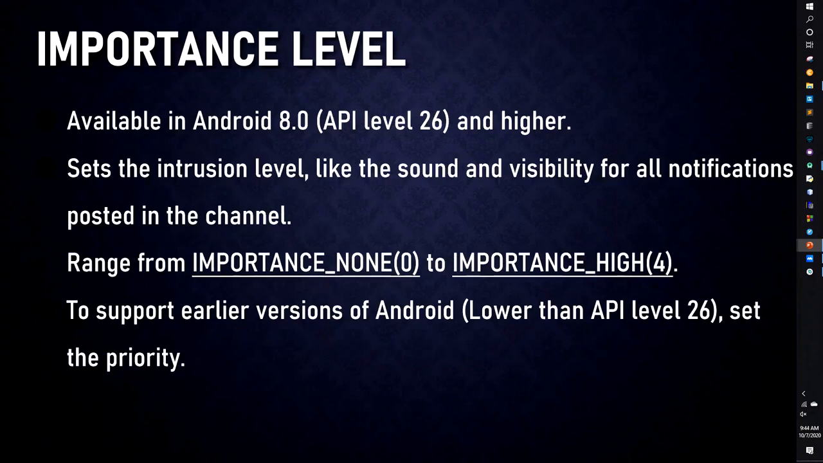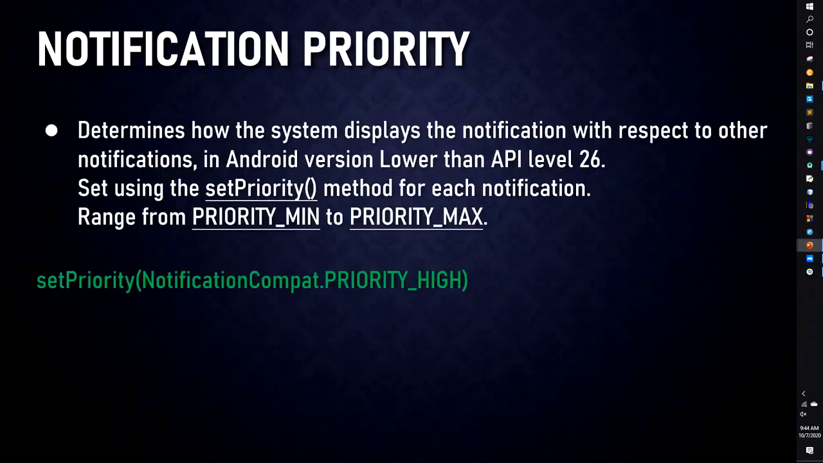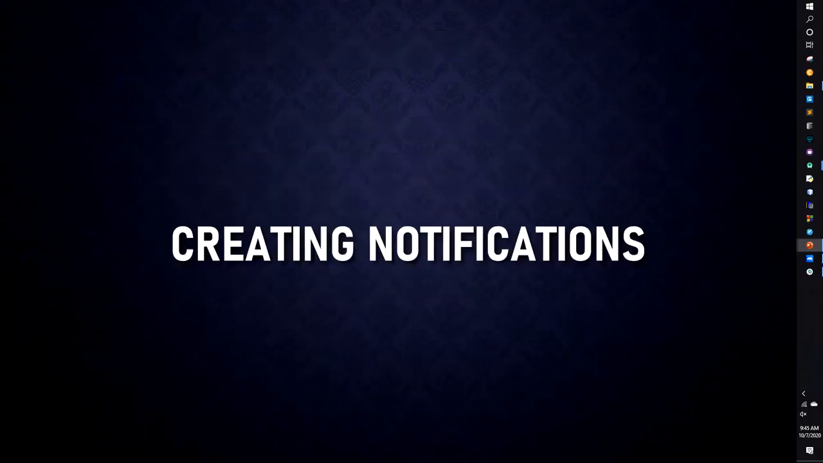So this way is for Android version 8 and above, but for versions lower than that, API level 26, you use the priority level. This will determine how the system displays each notification. You set that by using the set priority method for each notification, and it ranges the same way, from priority minimum to maximum. So you can use this set priority method and pass the priority level.